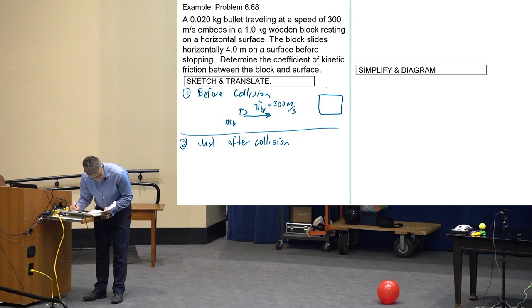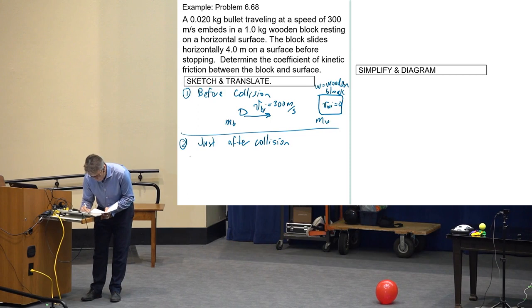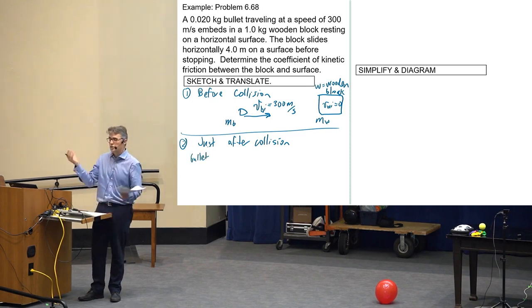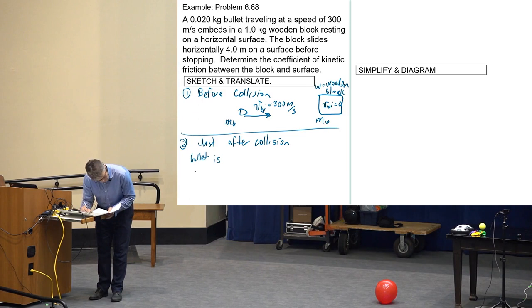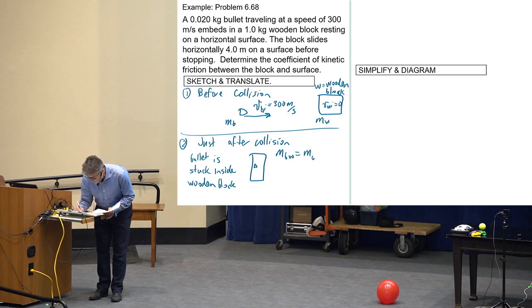And then over here, you've got the wooden block. Block starts with B as well, so let's use W. So VW initial equals 0. And you've got some mass of the wooden block. And then just after the collision, the bullet is stuck inside. So this is a collision in which they stick together, so their final velocity is the same. So I just draw it as one thing, the bullet stuck inside the wooden block, and they're moving together. So you've got a wooden block with a bullet inside. And you say that the mass of that system is the sum.